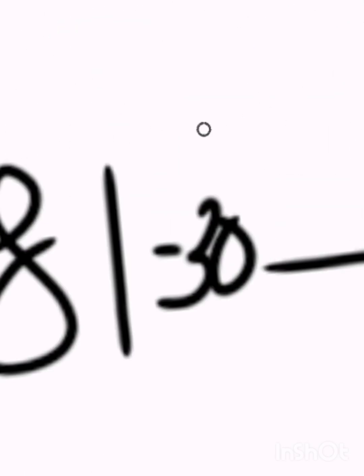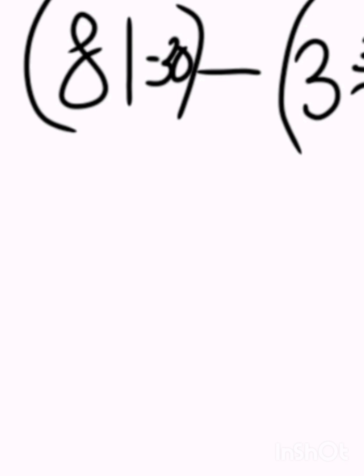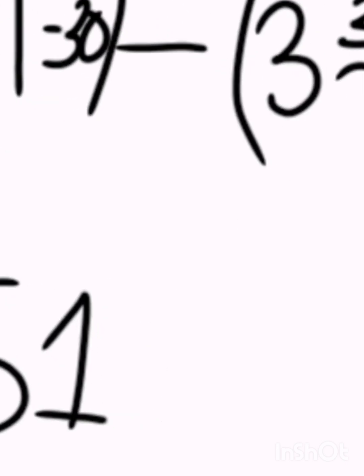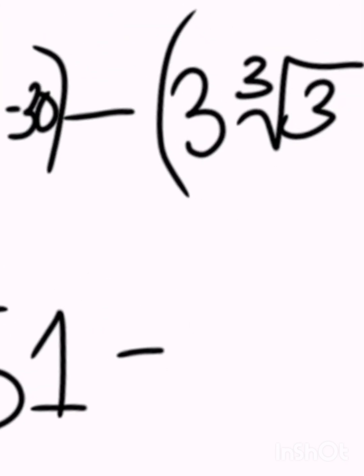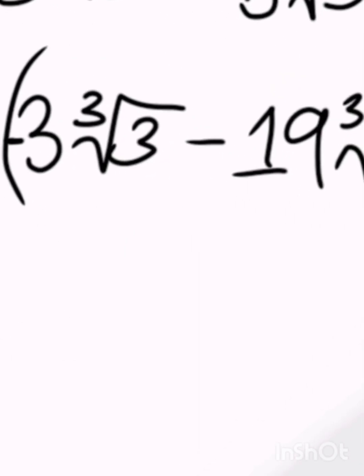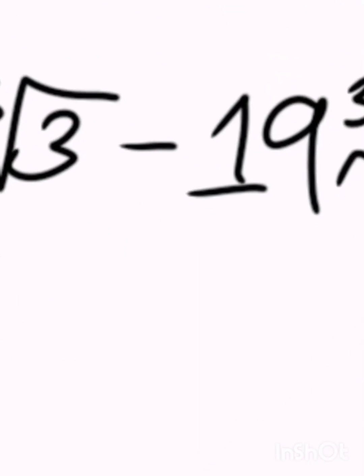There. Next, let's combine similar terms. 81 minus 30 is 51. Then put a minus sign because it's negative. Next. Oh wait. Yeah. Okay, so you will see negative 3 cube root of 3 minus 19 cube root of 3.